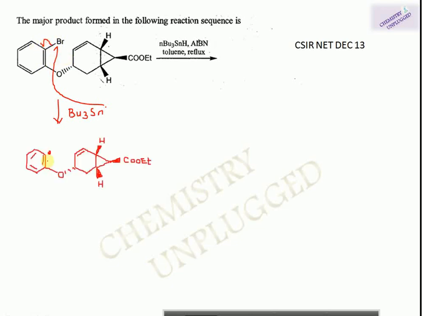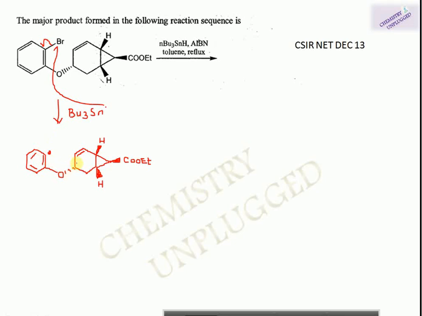The next question is again from December 2013. We are using tributyl tin hydride and AIBN, which is an initiator for generation of the tributyl tin radical. So we have a tributyl tin radical here. It will first attack this bromine. So we have one radical here on this carbon. Now this radical will attack this double bond.